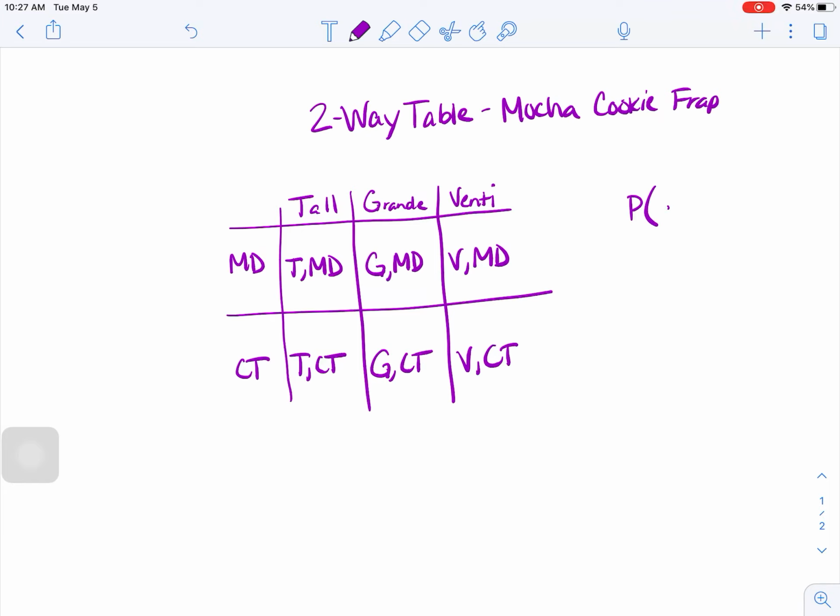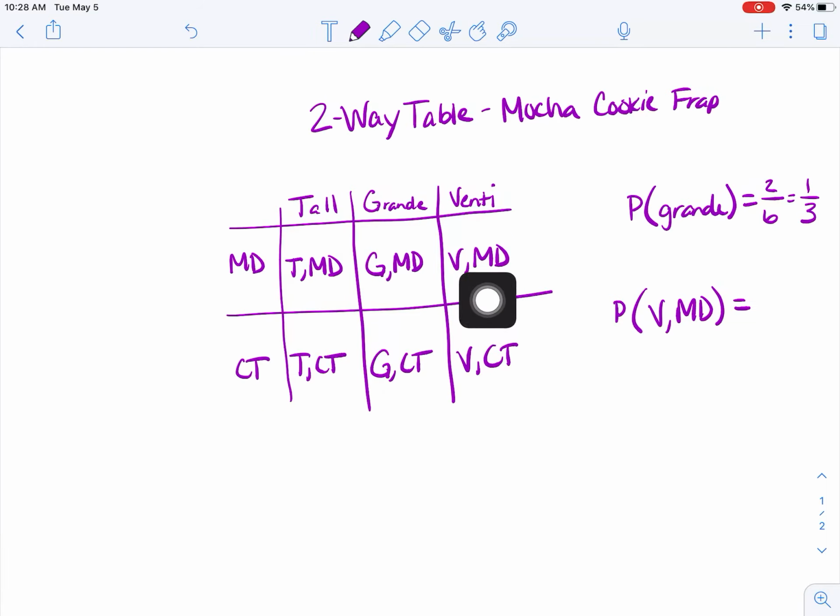And I can very easily see from here, if I want to find the probability of having a drink that is a grande, well, there's 6 total, and I've got 2 of them that have grandes in them. So I've got a 2 out of 6 chance, or 1/3, of having a drink that is a grande. Or what's the probability of having a venti mocha drizzle? Well, there's only one box that has venti mocha drizzle in it out of 6. So this is only a 1 out of 6 chance.